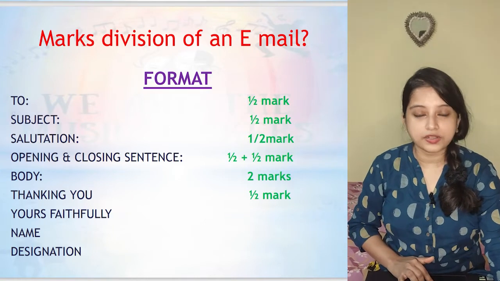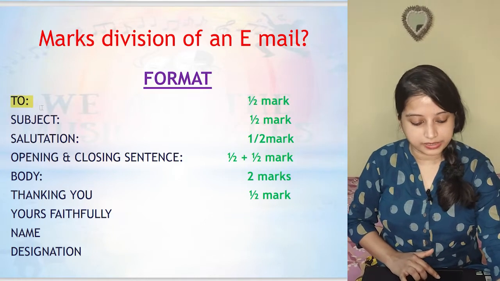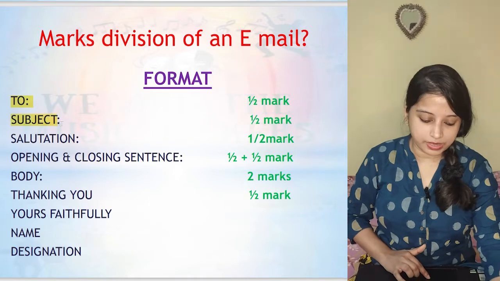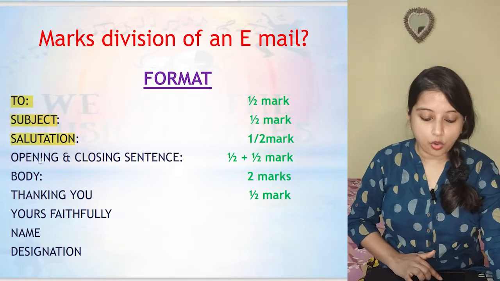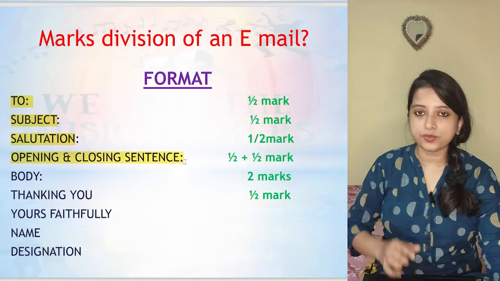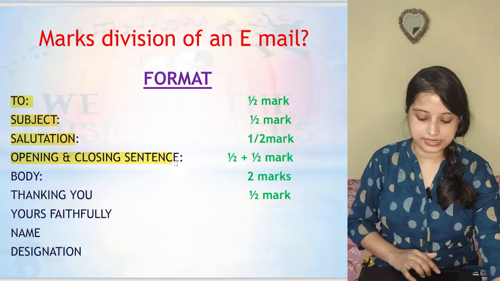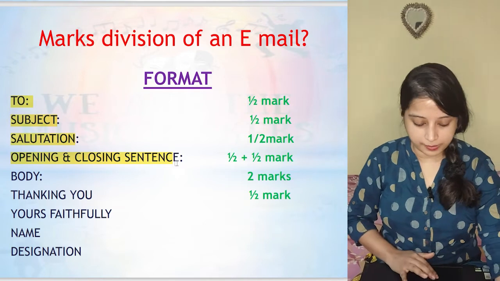The To part where you're writing the email ID has half a mark. The subject has another half a mark. Salutation, that means dear ma'am, dear sir, this is half a mark. Opening and closing sentence, I'll tell you how you will write your opening and closing sentence. That are also half and half a mark.